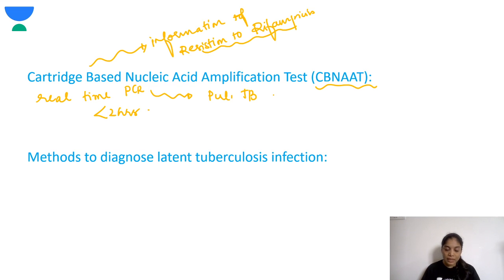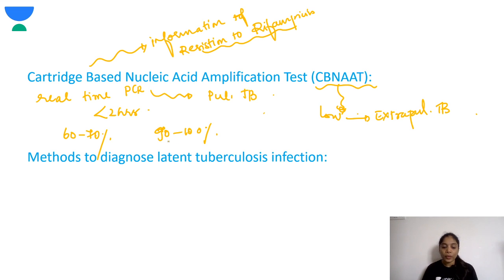So even if it is a gastric aspirate, it has a sensitivity of 60 to 70% and a specificity of 90 to 100%. But this CB-NAT has a lower sensitivity and specificity in extrapulmonary tuberculosis. So it's very good for pulmonary tuberculosis.